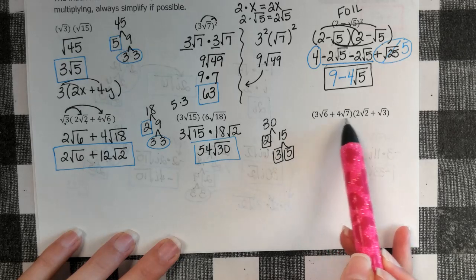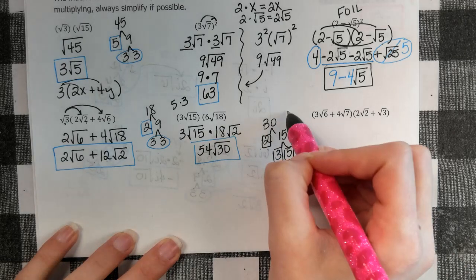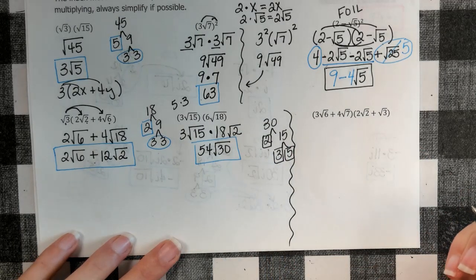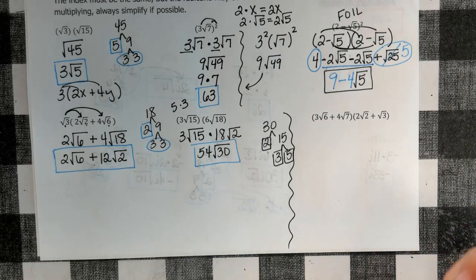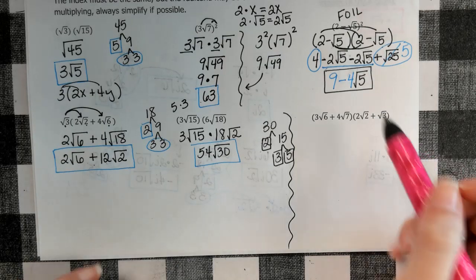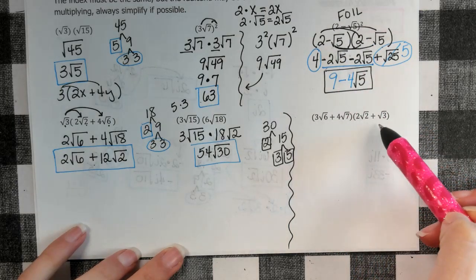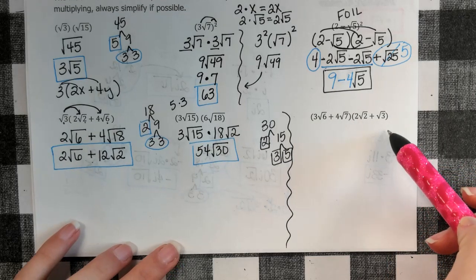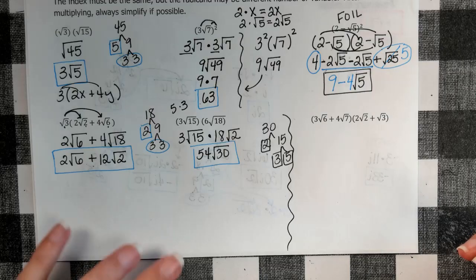All right, this one is big. We need to make sure we're writing neatly and paying attention to what we're doing. Now, the FOIL process that we did up here is the exact same here. We just now have coefficients. Do you want to try this on your own, or do you want me to do it?